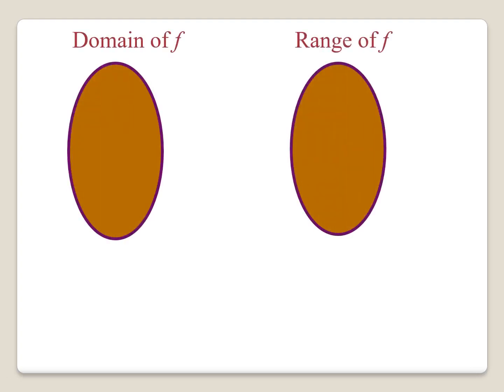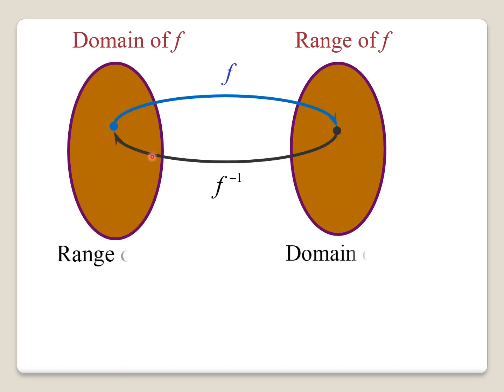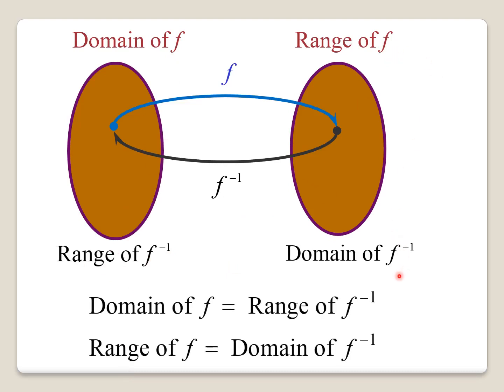To illustrate it, for example, you have the domain and the range of the function. If we interchange their position, the position of the elements, you will get the inverse function. And therefore, the domain of the function will become the range of the inverse function, and the range of the function will become the domain of the inverse function.